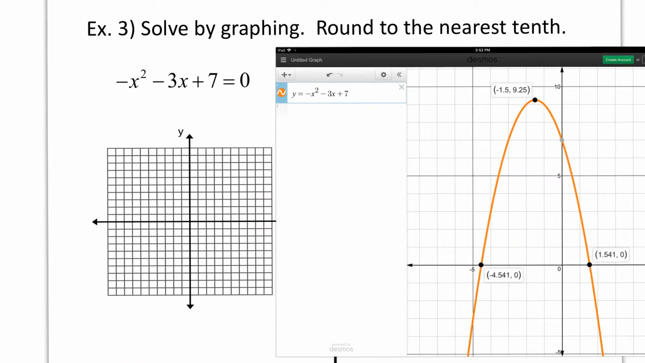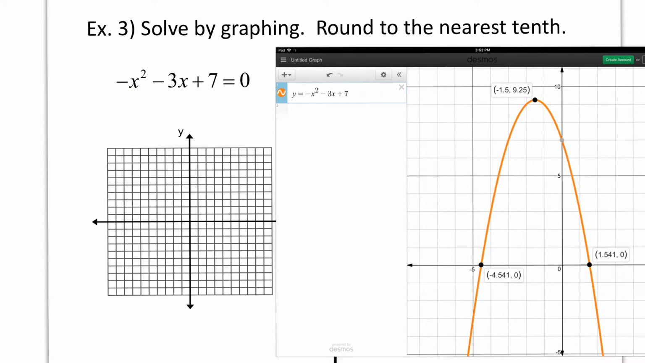Now this one, guys, says you want to solve by graphing, but we want to round the answer to the nearest tenth, which means that we are going to have a decimal answer. The equation that we want to solve is negative x squared minus 3x plus 7 equal to 0. So we already have the 0 on one side. That's good. When you graph it, remember that you don't need the 0. We need y equals instead of the 0, and the trinomial negative x squared minus 3x plus 7 is the one we want to graph.